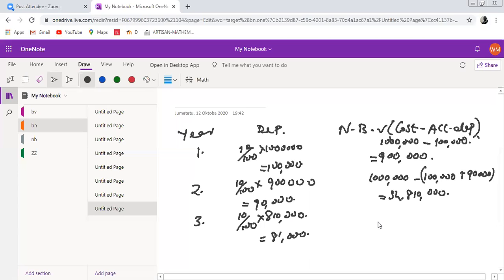So the net book value will be 1 million minus 100,000 plus 90,000 plus 81,000. You get the book value at the end of year 3. So the book value is 1 million minus the depreciation for year 1, year 2, and year 3. You get how much?